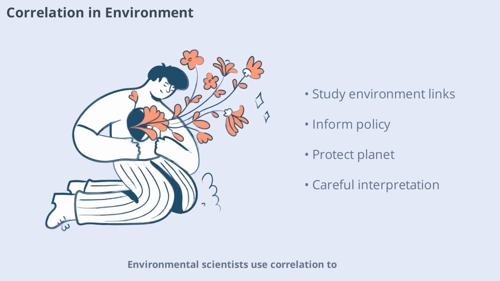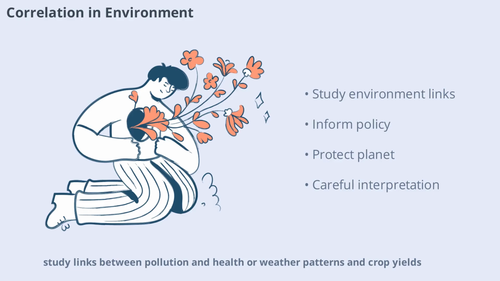Environmental scientists use correlation to study links between pollution and health, or weather patterns and crop yields. These insights can inform policy and help protect our planet. As always, careful interpretation is needed to avoid jumping to conclusions.